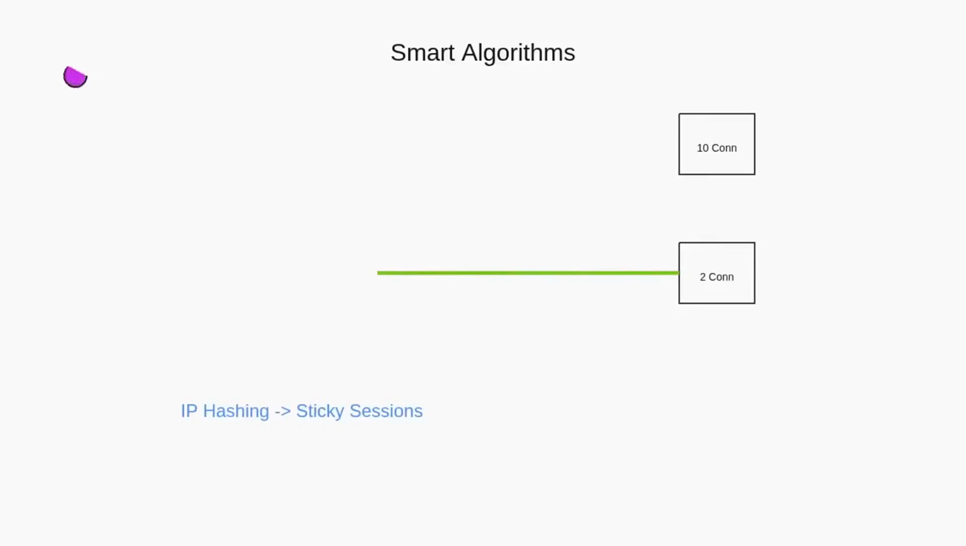If a user is mid-purchase and their shopping cart is stored in the local memory of server A, we want to make sure they stay on server A until they finish checking out. These algorithms ensure that traffic is not just distributed, but distributed intelligently based on real-world conditions.